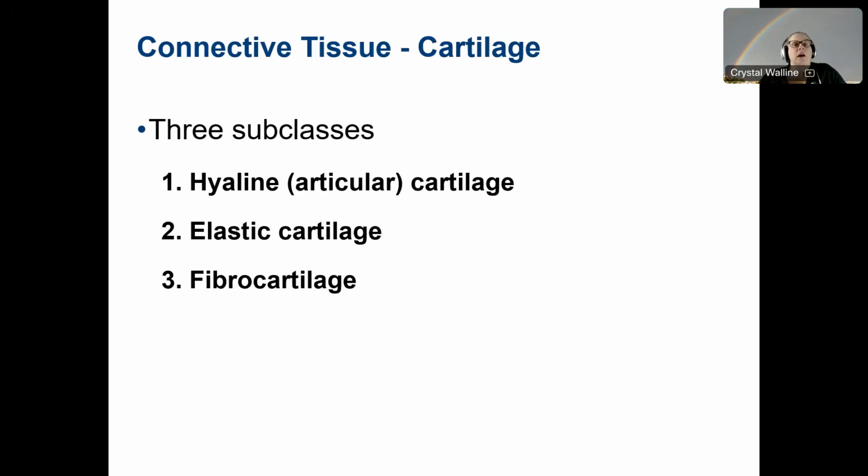Our third category of connective tissue is cartilage. And in cartilage, you have three subclasses. You have hyaline cartilage, which is also called articular cartilage because you find it on the ends of long bones that articulate or form a joint with each other. Our second subclass is elastic cartilage, and our third is fibrocartilage.